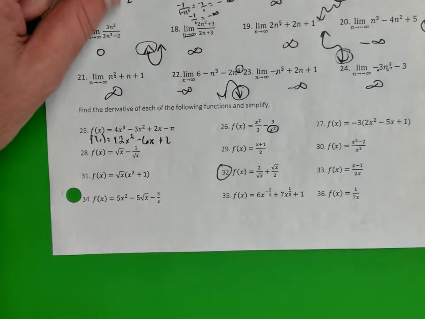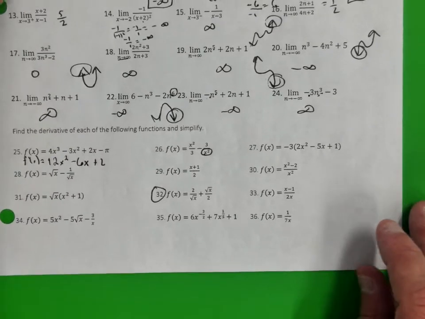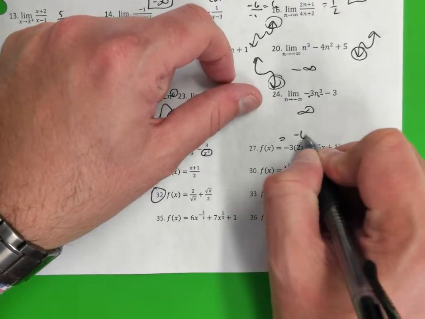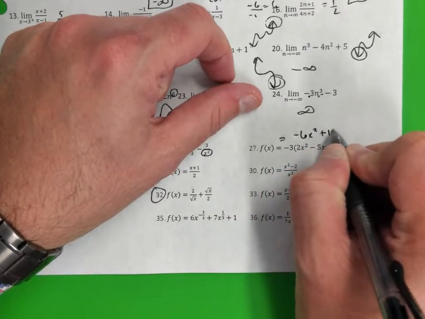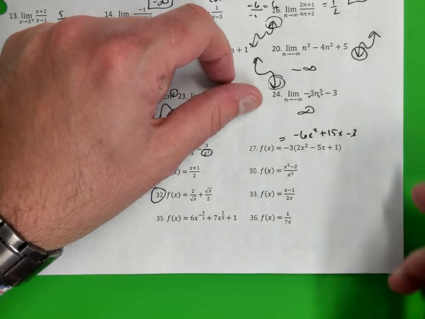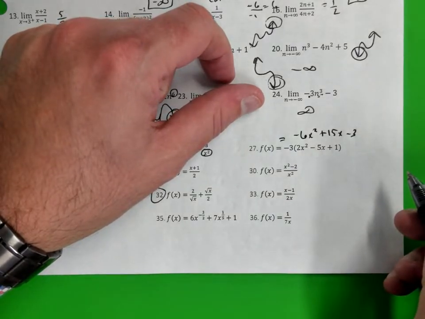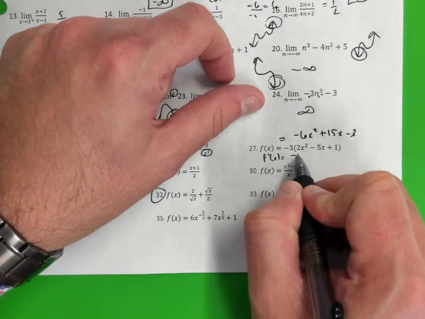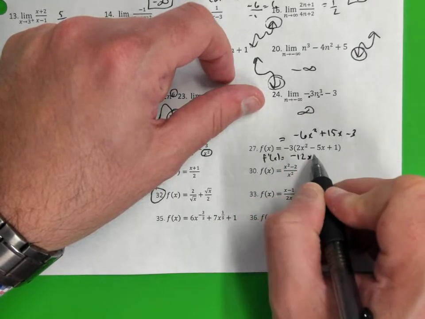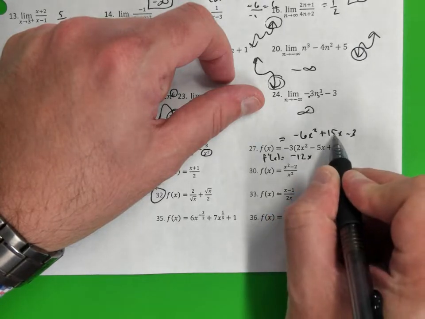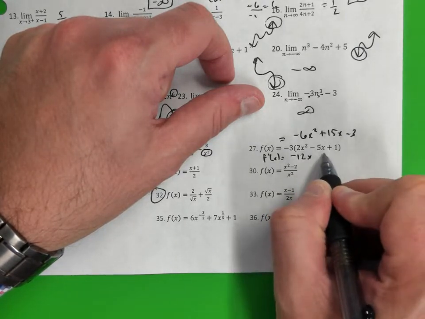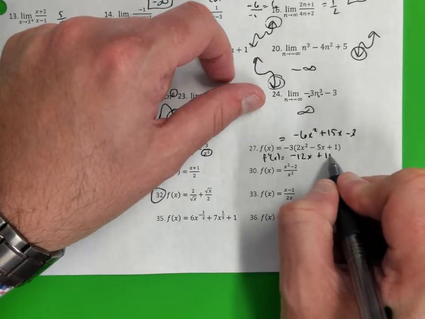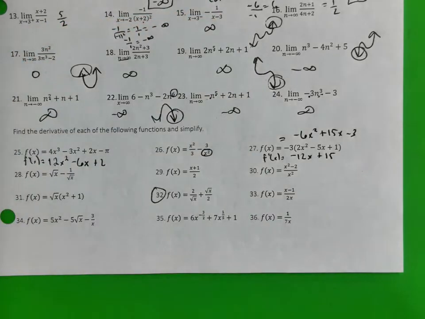Alright. Number 27. What do you think we need to do on 27 first off? Multiply by what? Negative 3. So I'm going to do that above that. That's going to be negative 6x squared plus 15x minus 3. Now I'm going to find f prime of that. 2 times negative 6 is negative 12. 2 minus 1 is 1. Derivative of 15x is 15. And derivative of negative 3 is 0. You don't have to worry about that one.